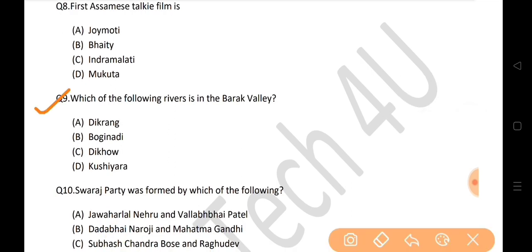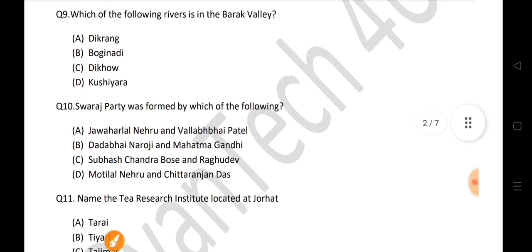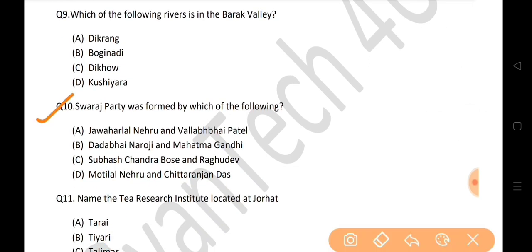Next question, which of the following rivers is in the Barak Valley? Correct answer is option D, Kusiara. Next question, Swaraj Party was formed by which of the following? Correct answer is option D, Motilal Nehru and Chittaranjan Das.